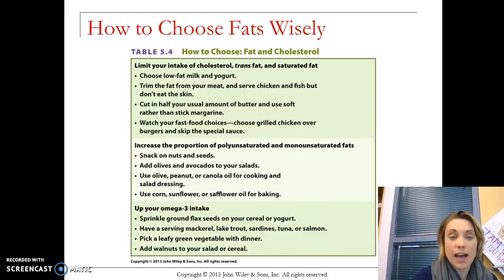So in order to do that, you can snack on nuts and seeds, add olives and avocados to salads, use olive, peanut, or canola oil for cooking and salad dressing, and use corn, sunflower, or safflower oil for baking. But make sure to balance those out with maybe some flaxseed oil, some mackerel, lake trout, sardines, tuna, or salmon, and add some walnuts to cereals or salads or things as well in order to up that omega-3 intake.